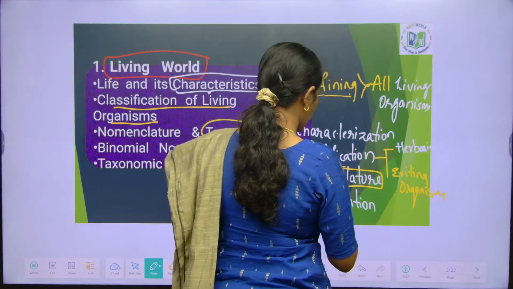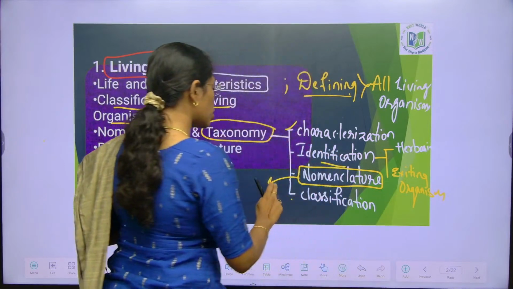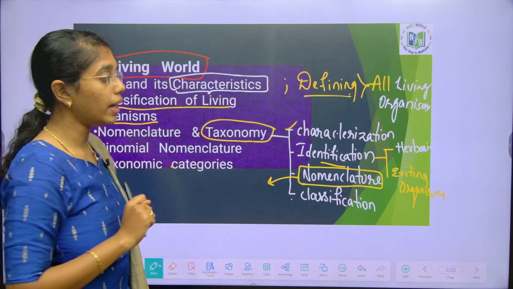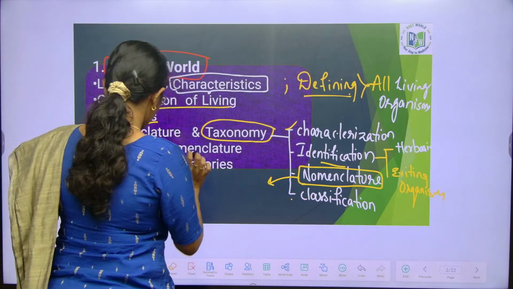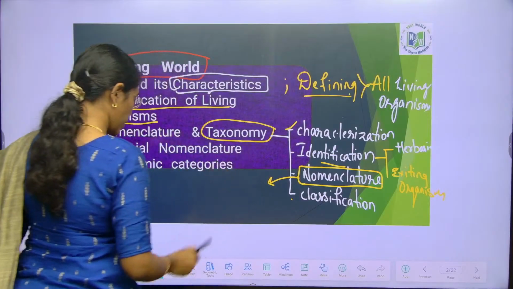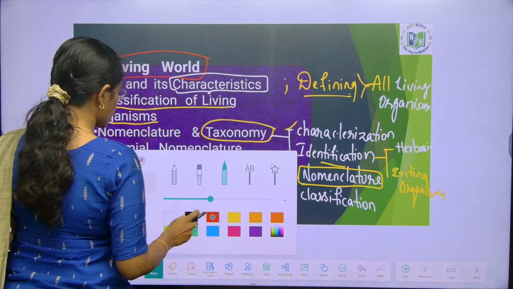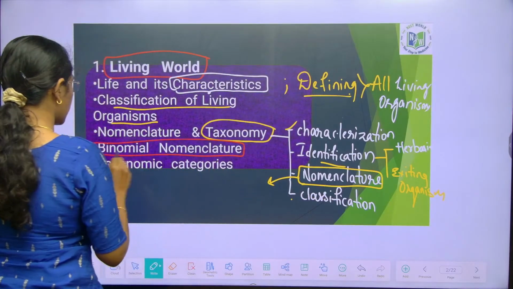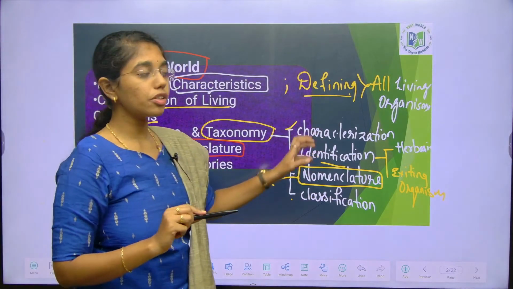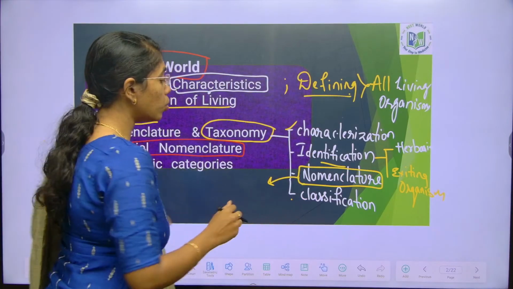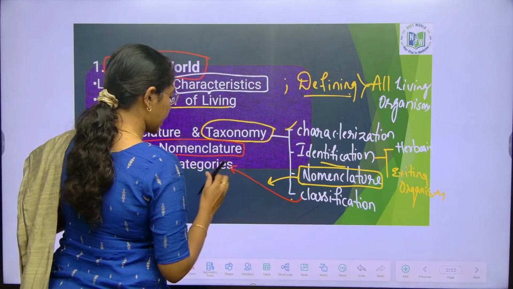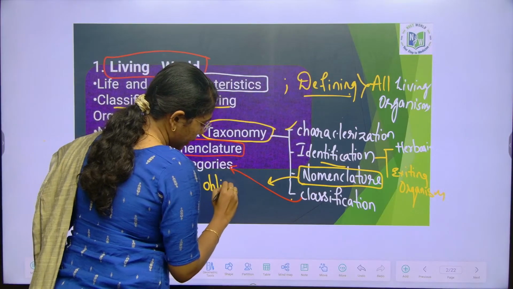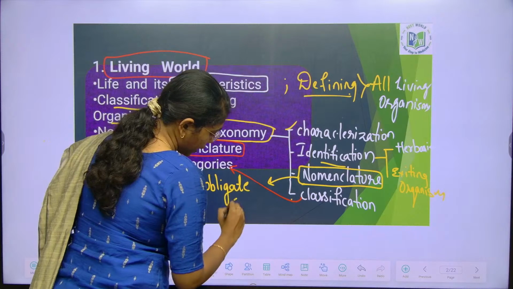That comes under nomenclature. Under nomenclature, you will learn a major type of nomenclature which is introduced by Carolus Linnaeus, that is binomial nomenclature, which is very important, a many-a-time asked question. So binomial nomenclature you will be learning under nomenclature. After which you will classify the living organisms into 7 obligate categories.